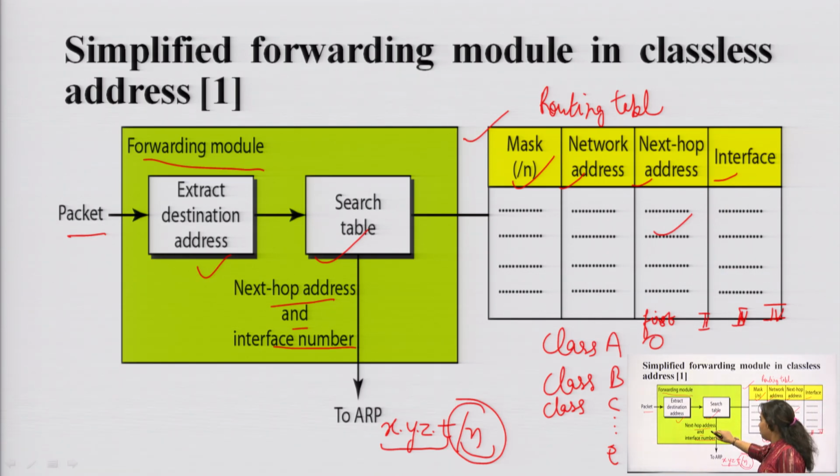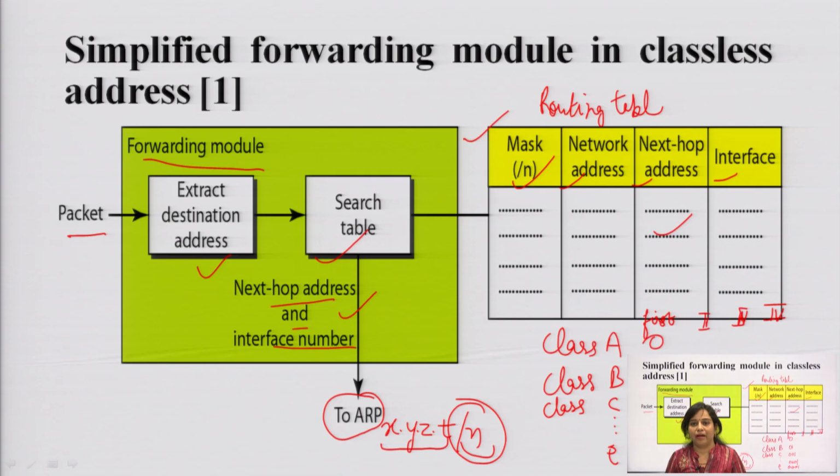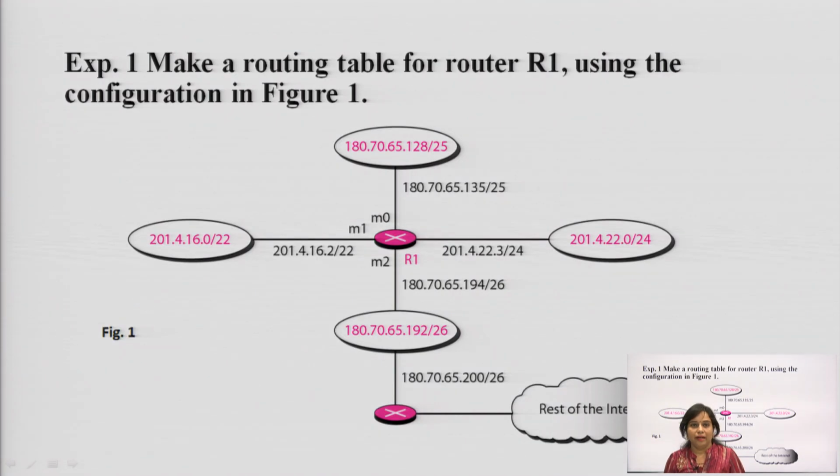So, this is how the particular data will be forwarded. Then this is ARQ, the automatic repeat request protocol that has been used. If the particular packet is not received correctly at the receiver side, then a request has to be sent to the sender that yes, please send that particular packet again. So, that is the automatic repeat request protocol. So, this is the simplified version of the forwarding module in the classless address when we are not strictly concerned with the classes that are being used. Next one is to make a routing table for router R1.